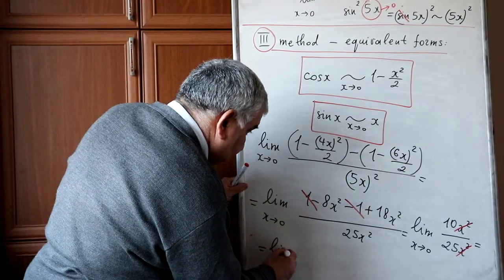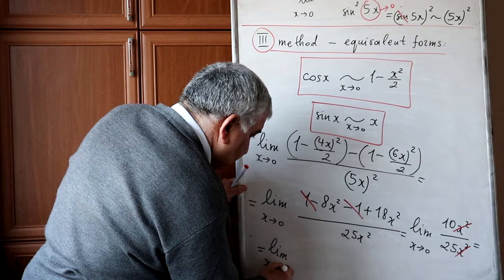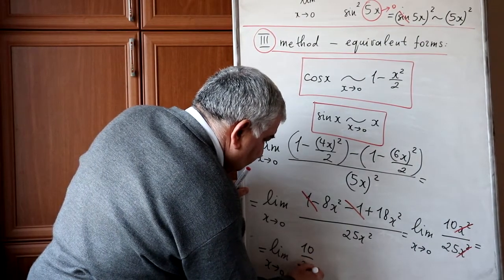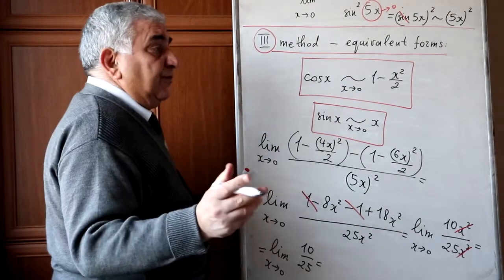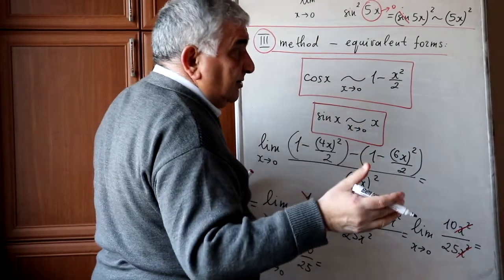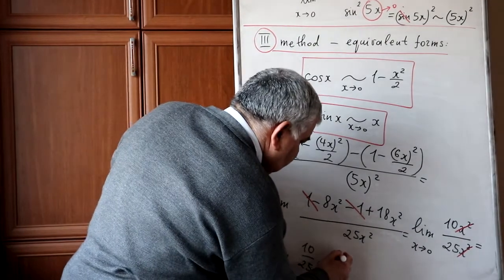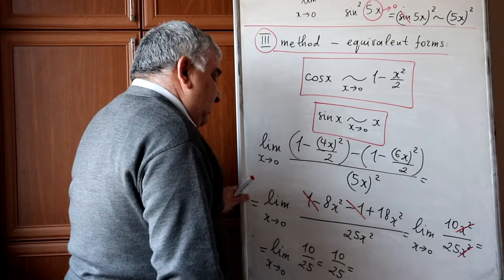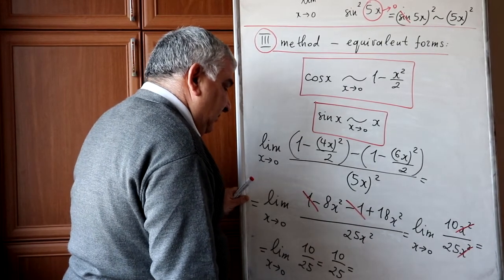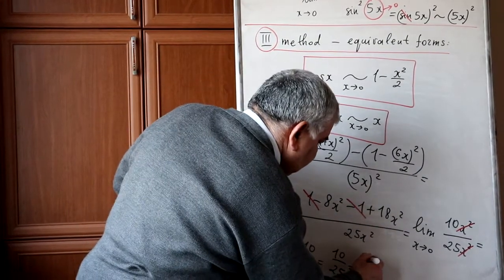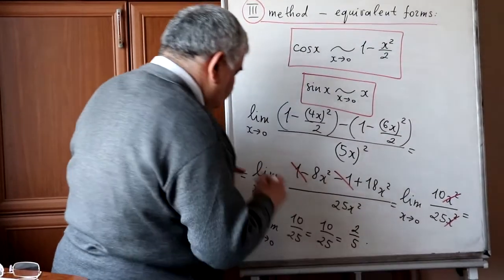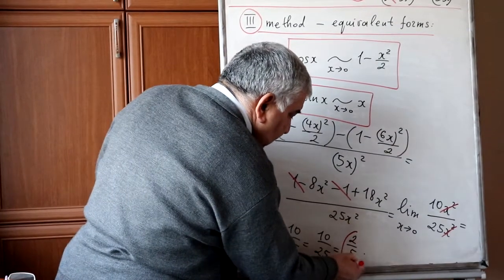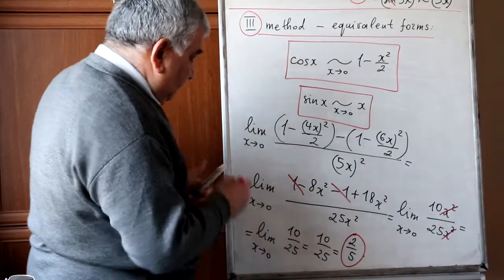Limit when x tends to 0, 10 over 25, it is constant, and the limit of a constant is equal to the constant itself, 10 divided by 25. Then simplify this fraction by 5 and we will obtain 2/5. And you see that we obtain the same answer, 2/5.